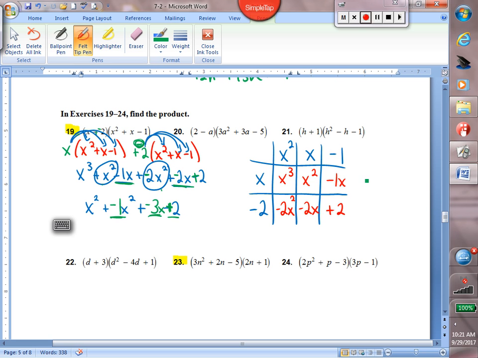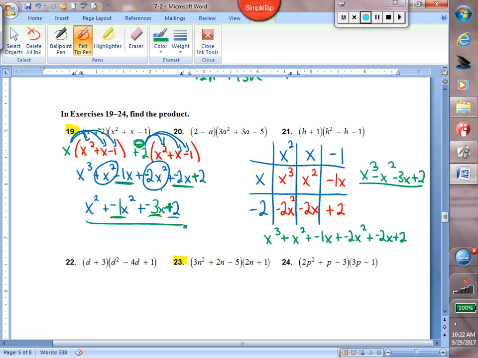So let's go ahead and finish our box method. Add all of our boxes together. Combine our like terms, and we'll get the same result. x to the third minus x squared minus 3x plus 2. We'll get the same result. Doesn't matter what you like. So take your pick. Try out one of those methods.